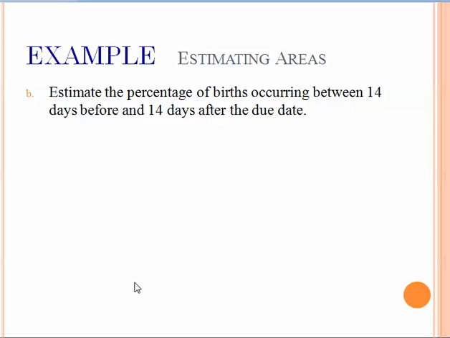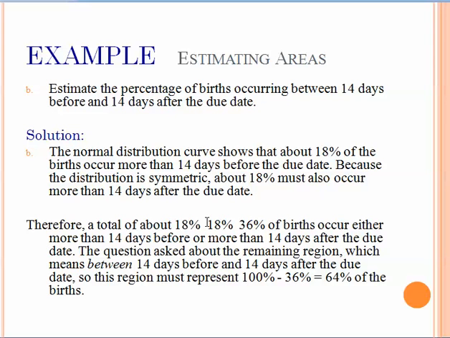Now let's estimate the percentage of births occurring between 14 days before and 14 days after the due date. The normal distribution curve showed that about 18% of the births occurred more than 14 days before the due date. Now, because the distribution is symmetric, about 18% must also occur more than 14 days after the due date. So you can divide up the area into 18% before, 18% after.